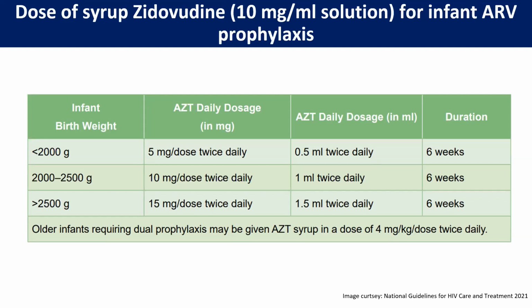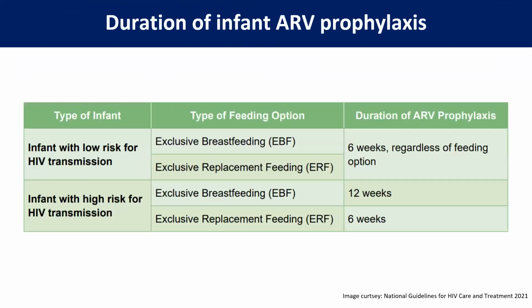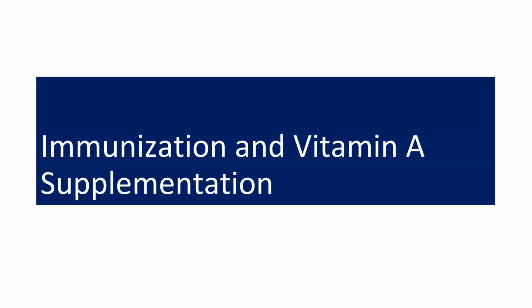For older children, the dosage may be increased, calculated as 4 milligram per kg per dose twice daily. So the duration for an infant with low risk is 6 weeks, regardless of feeding option. High risk, if breastfeeding, 12 weeks. If exclusive replacement feeding, 6 weeks.